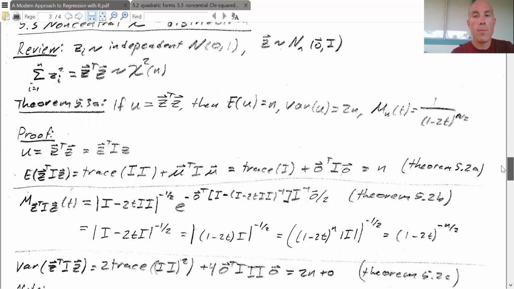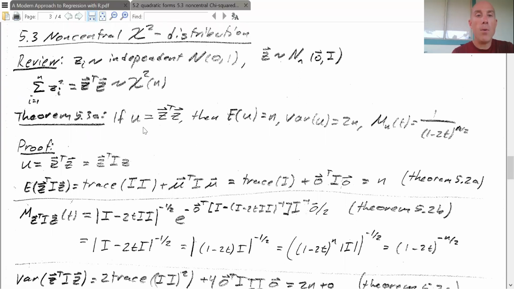All right, so if u is equal to the dot product between standard normal independent random variables, then the expected value of u is n, the variance of u is 2n, and our moment generating function is 1 over 1 minus 2t to the power of n over 2. Now, all of this, if you're going to take the actuary exam P, you need to have this stuff memorized. This one will come up.